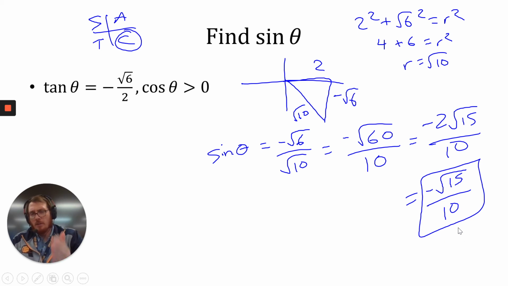So you want to make sure that when you're looking at those questions, you rationalize the denominator and simplify it. That probably ends up being the hardest part of the question for a lot of students. So make sure you're working on that idea, and don't forget your negative sign because you're in quadrant 4.